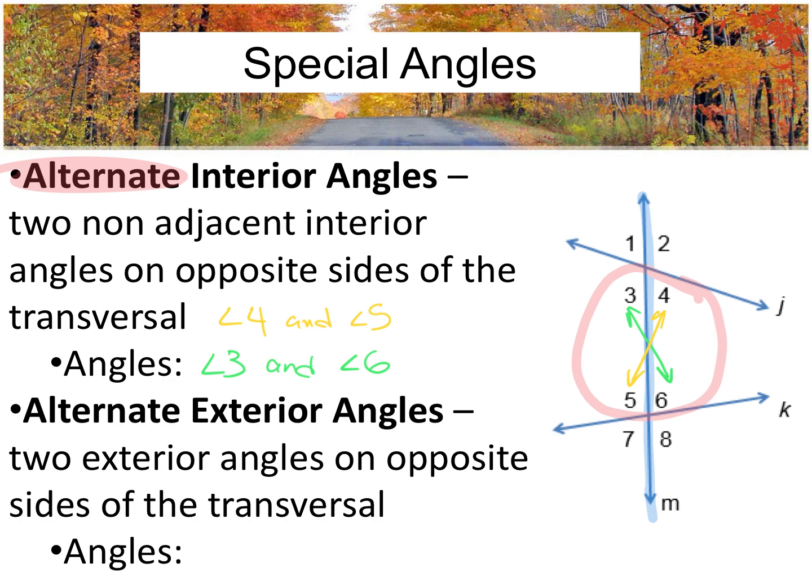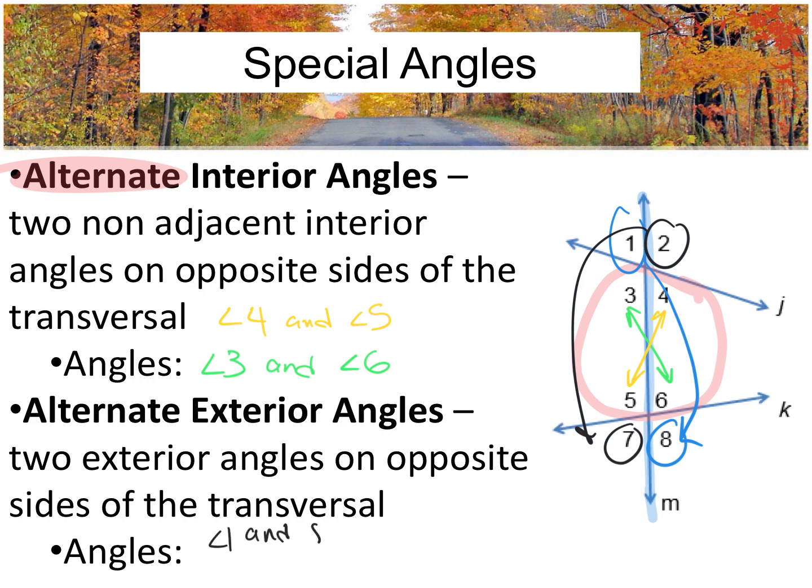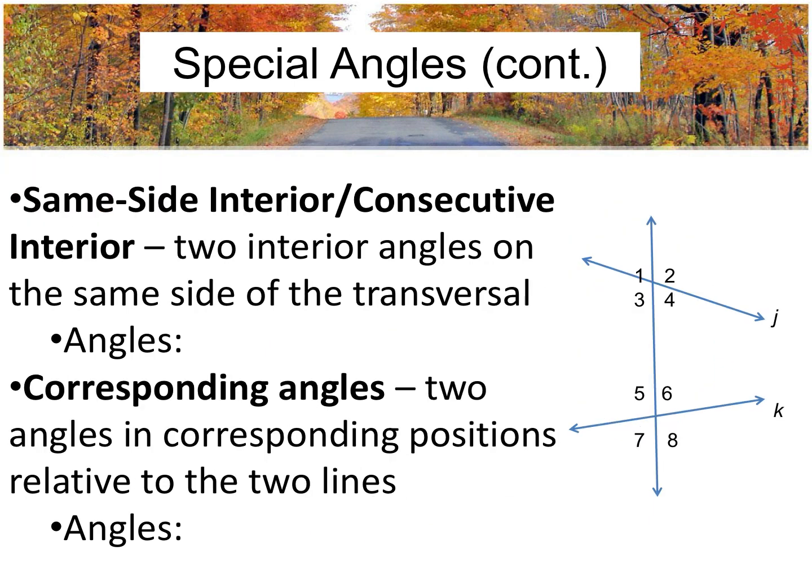Now for the exterior, we have the same thing happen. The exterior angles are 1, 2, 7, and 8, again outside of the red circle, and again they're going to be the opposites. So 1 alternated is 8, and 2 alternating is 7. So the alternate exterior angles are going to be angles 1 and 8 and angles 2 and 7.